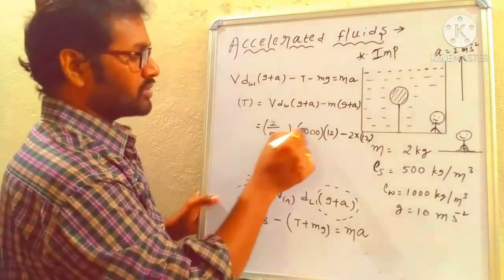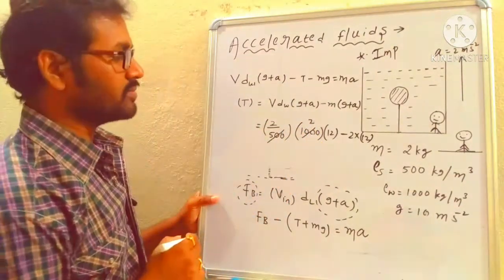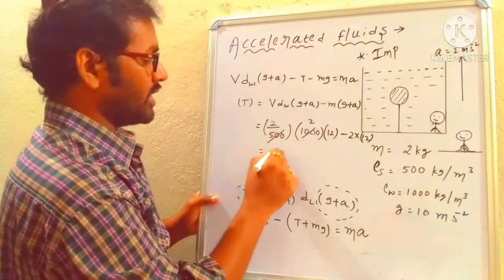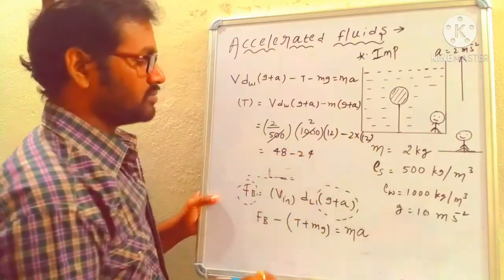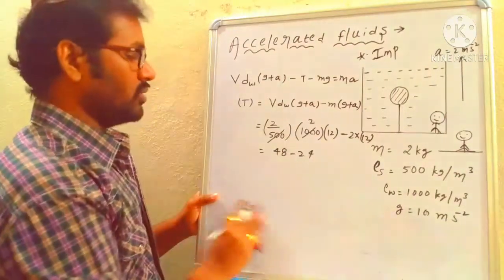Here 500,000 is there, and these 2 will be cancelled how many times? 2 times. 2 into 2, 4, 12 4s are 48 you will get, minus 12 2s are 24. So 48 minus 24, how much you will get? You will get 24.